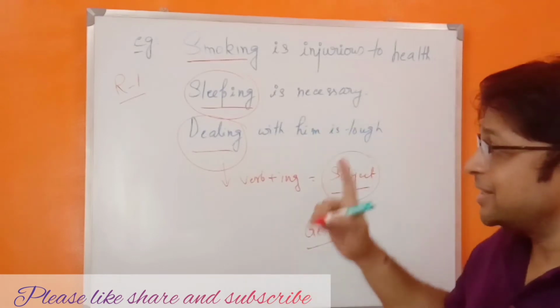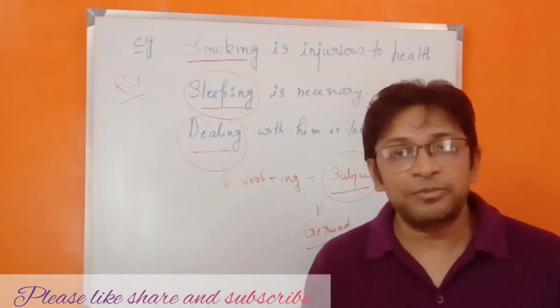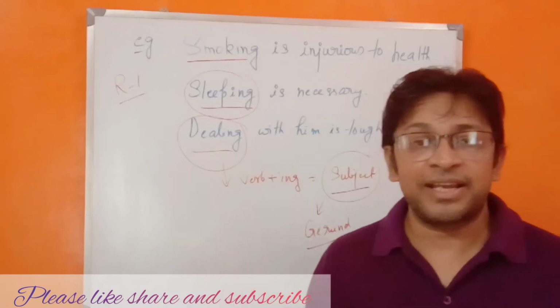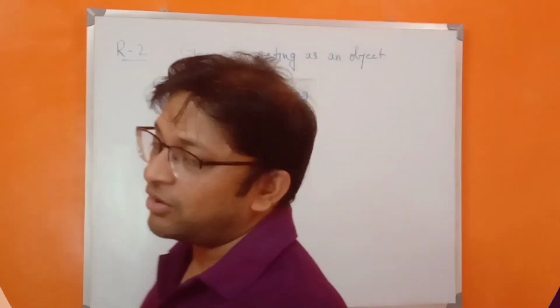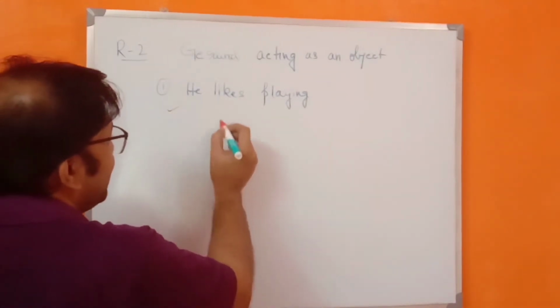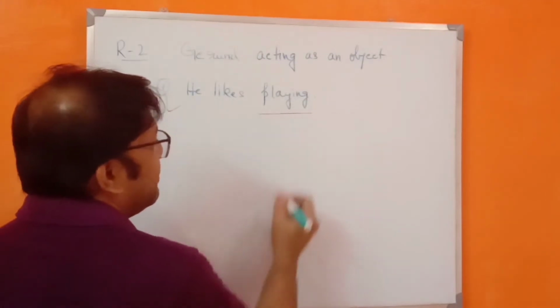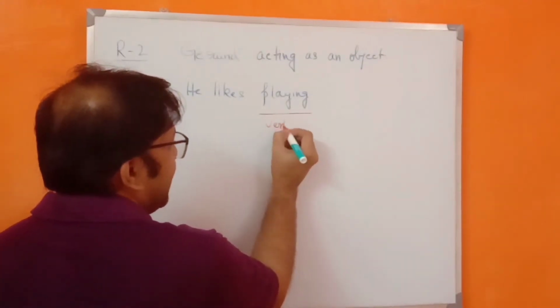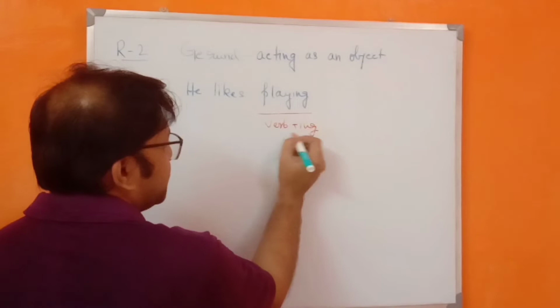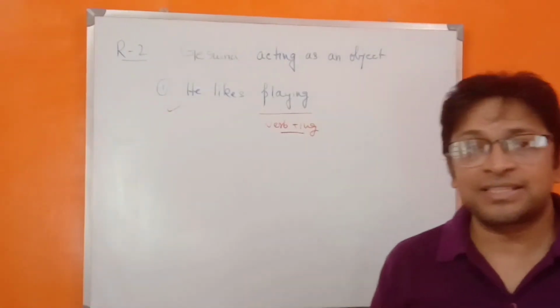Not only this, gerund will also act as an object. So through the examples you will understand how the gerund acts as an object. Now let's find out. In this sentence you can see: he likes playing. So obviously our verb plus ing is at the end of the sentence. Now let us understand how it is acting as an object.